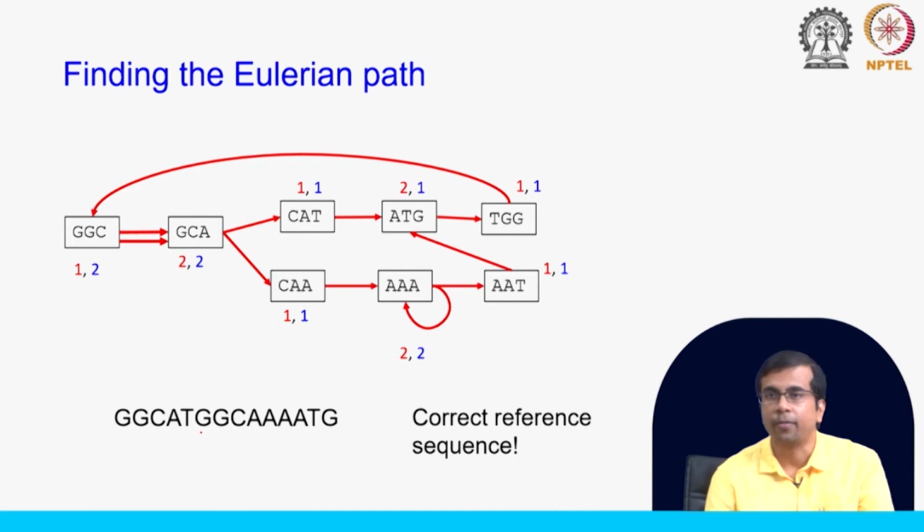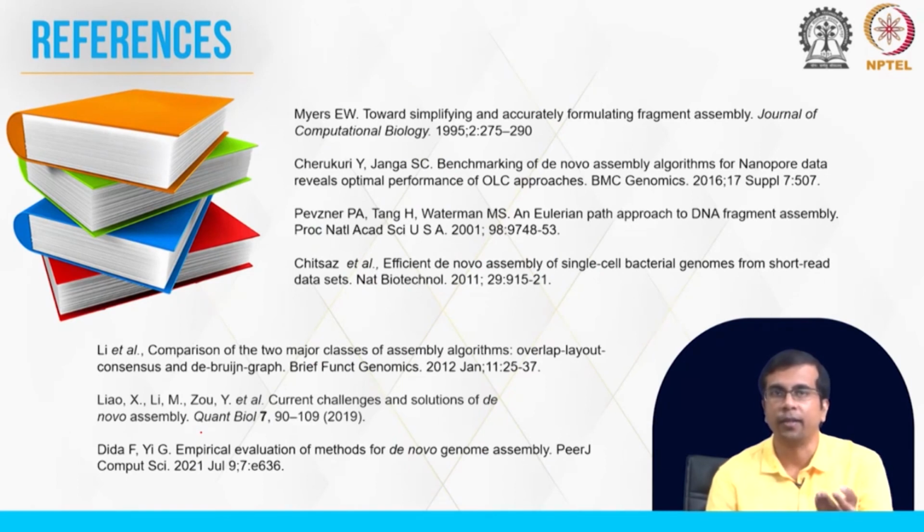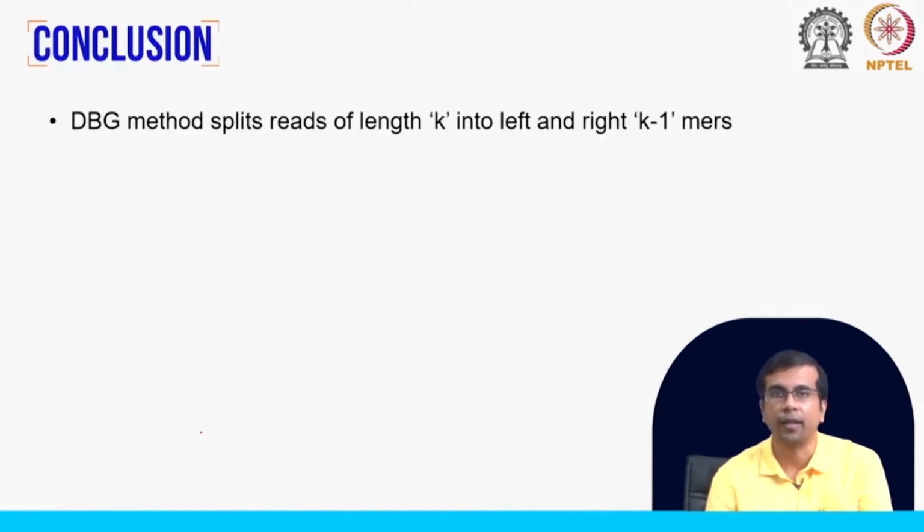But one thing I will tell you is that there might be multiple Eulerian paths in a graph, and they might not always give you the right reference sequence. So, there are options again to find these Eulerian paths and to see which one would be the best reference sequence. Okay. So, here is the summary for this class.